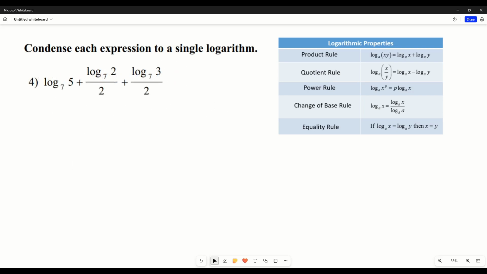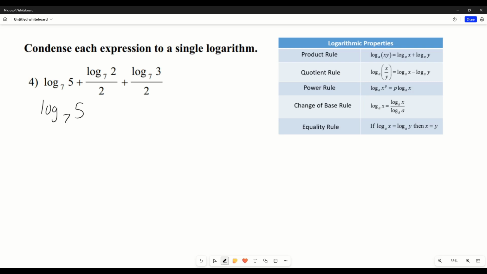For this problem, we have log base 7 of 5 plus log base 7 of 2 over 2 plus log base 7 of 3 over 2. So this is basically similar to question 1 where we had log base 7 of 3 over 2. I forgot what it is. Whatever, let's just work on this. So log base 7 of 5, let's just rewrite that. We're not gonna mess with that yet.